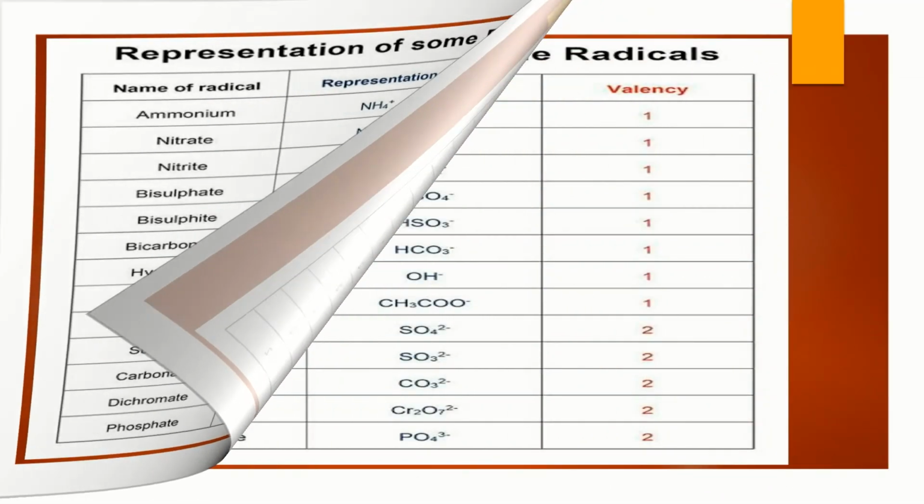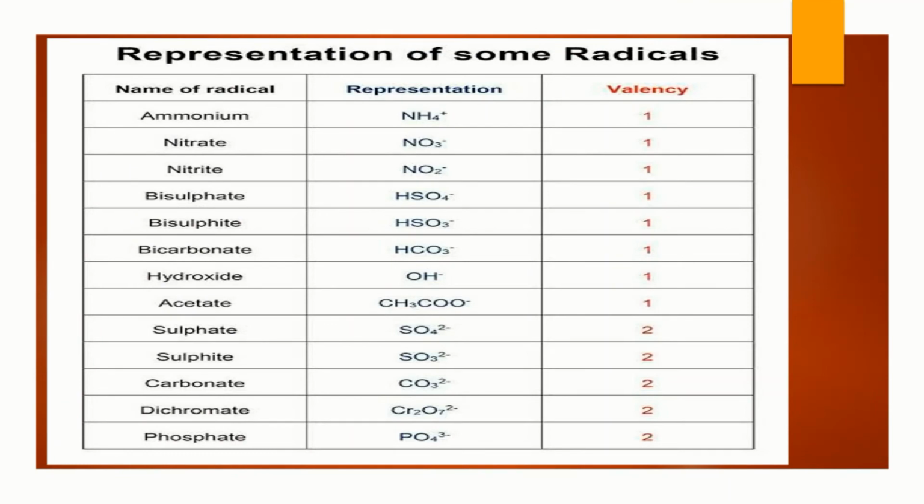And we also have a nitrite ion, which is NO2 negative 1. Remember, a nitrate ion is NO3 negative 1. So a nitrate and a nitrite almost look the same, but the difference is the number of oxygen atoms. A nitrate has 3 and a nitrite has 2. We also have a radical called a phosphate, PO4 3 minus. So a phosphate has a valency of 3, therefore the oxidation state is minus 3.